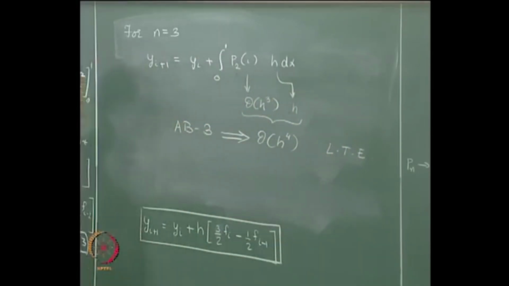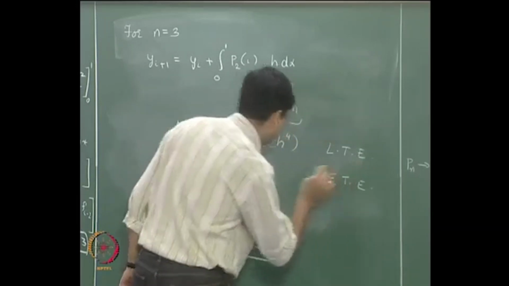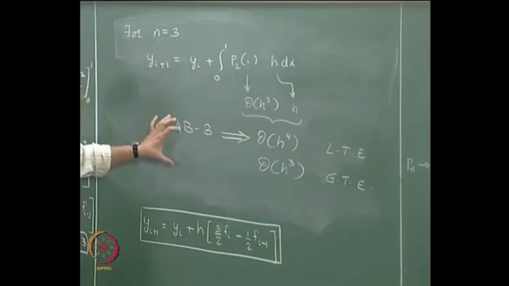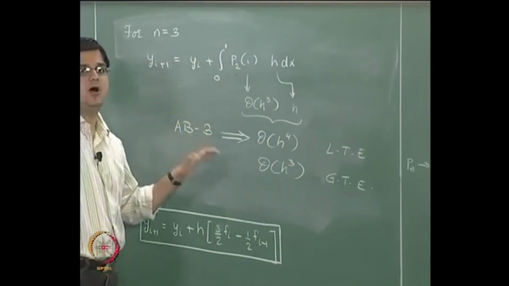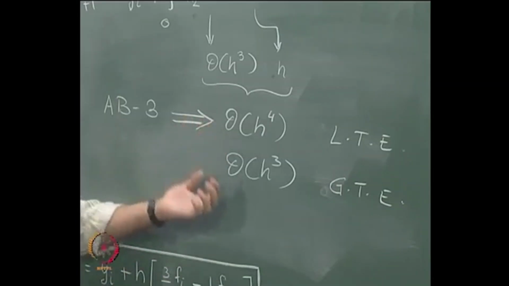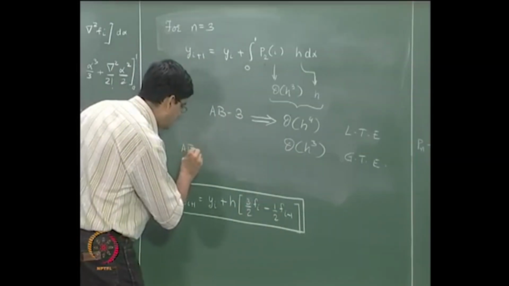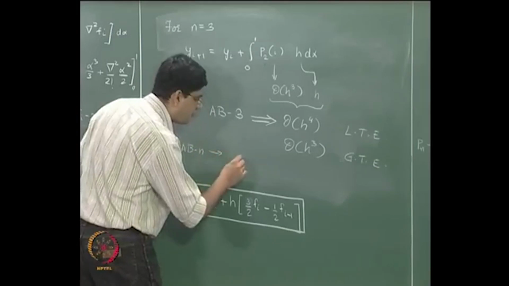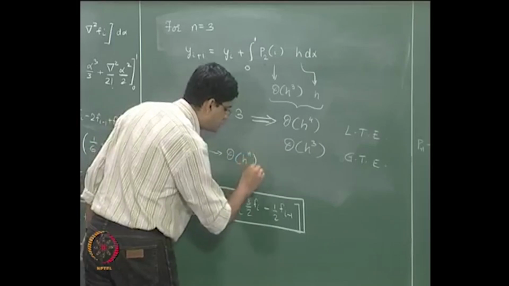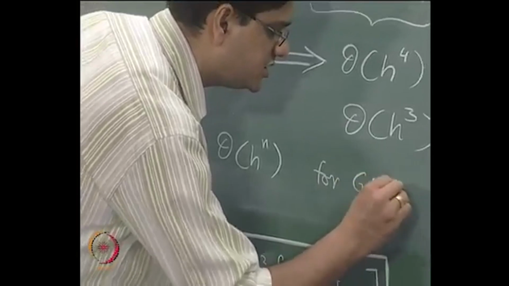of h to the power 4, and the global truncation error is going to be of the order of h to the power 3. Okay. And that will work for any nth order Adams-Bashforth method. As the order of the Adams-Bashforth method increases, the accuracy also tends to increase. Okay. So for ABn, the accuracy for the global truncation error is going to be of the order h to the power n.